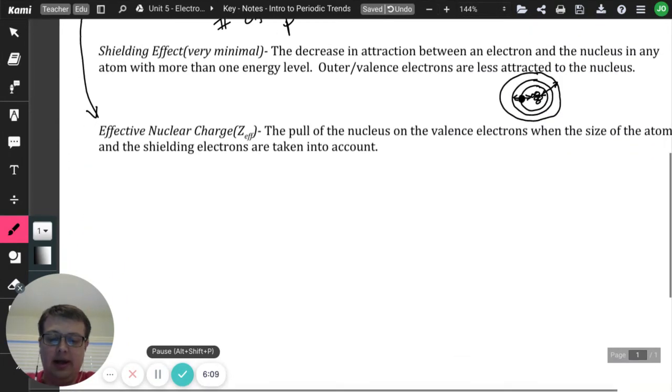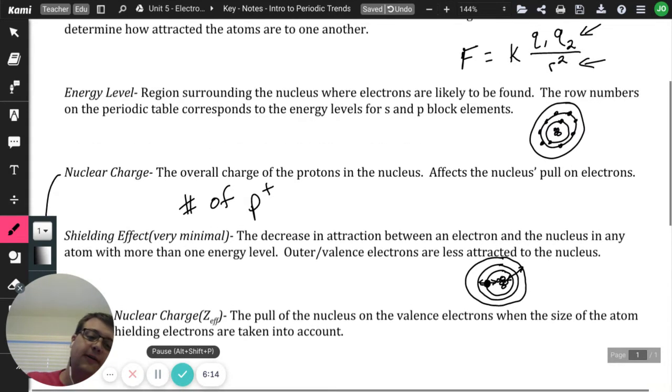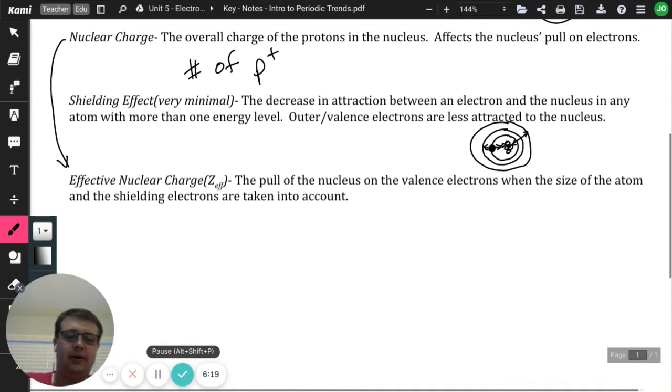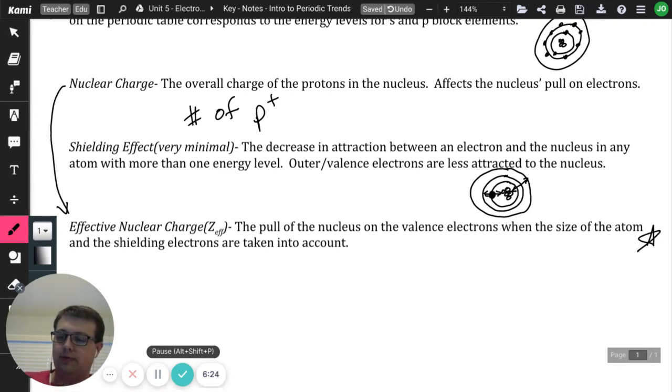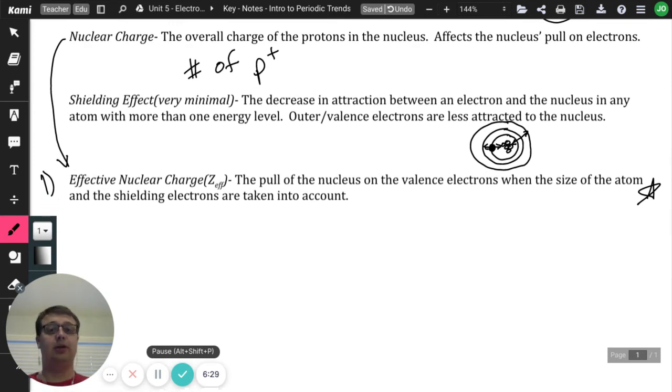Last thing, effective nuclear charge. Now, this is kind of one of the big ones. So energy levels was a big one, and effective nuclear charge is a big one. And I'm actually going to star both of those, because those are kind of the two big explanations that we have for our trends. So effective nuclear charge is, again, going to deal with your nuclear charge. Nuclear charge is the number of protons. The effective nuclear charge is the pull from the nucleus on the valence electrons.